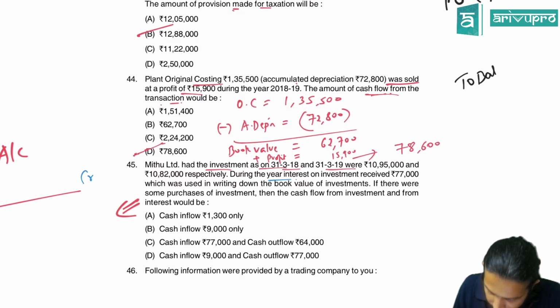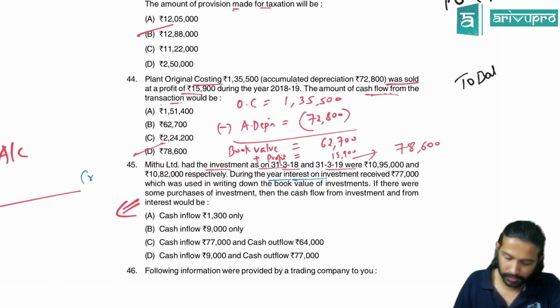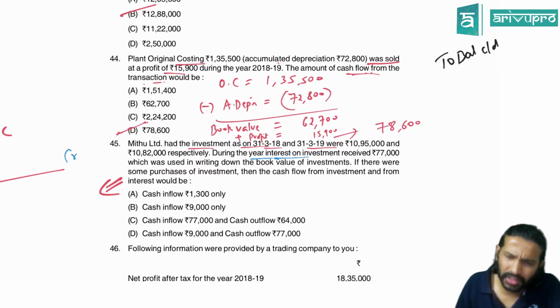Okay. During the year, interest on investment has been received. If you have an investment, obviously you will receive interest. So what is the journal entry for interest received?